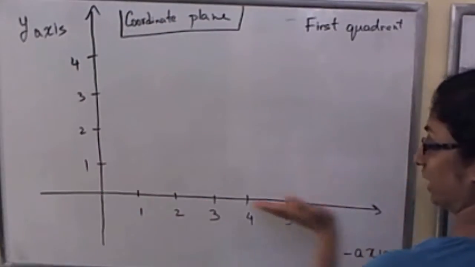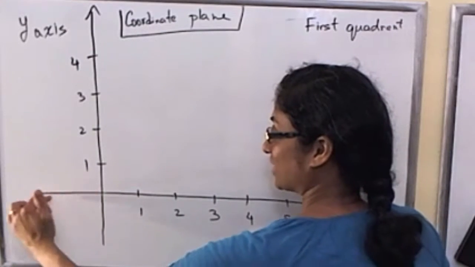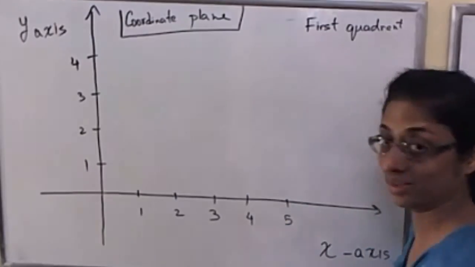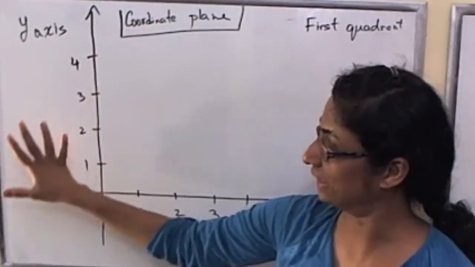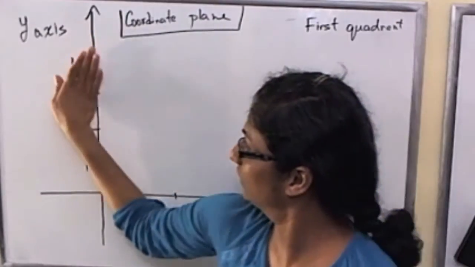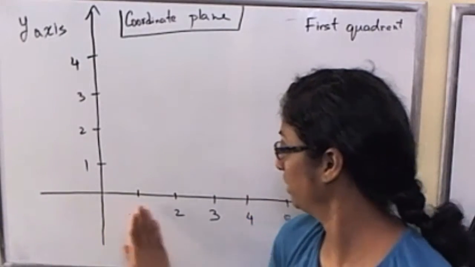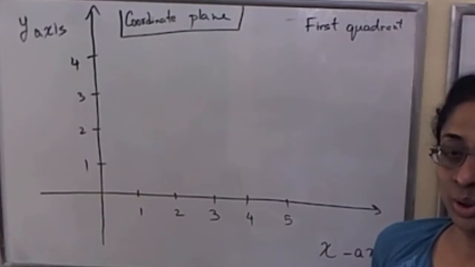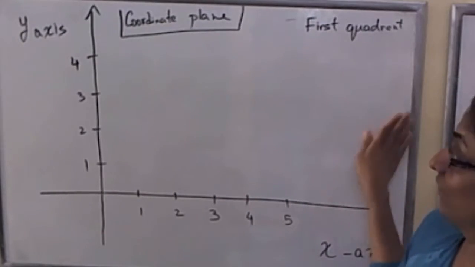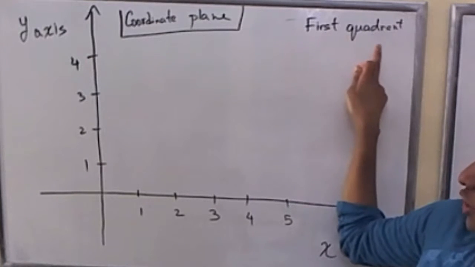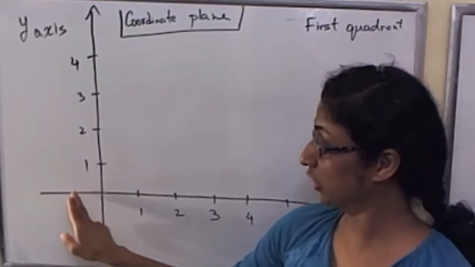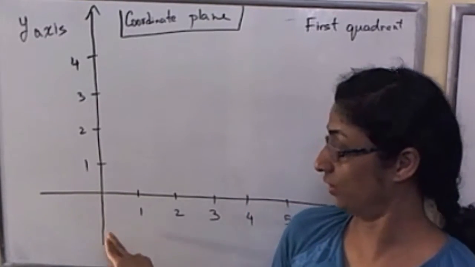So these two lines, you can also extend them. I have not put any numbers on this side, but if you simply extend them, you can see that this whole plane is divided up into four parts. This part, this part, this part, and this part. For today, we'll only be discussing points in this space. This space is called the first quadrant. We will limit our discussion to the first quadrant, and we will also not worry about numbers here or numbers here.